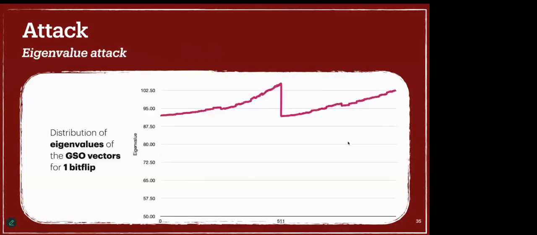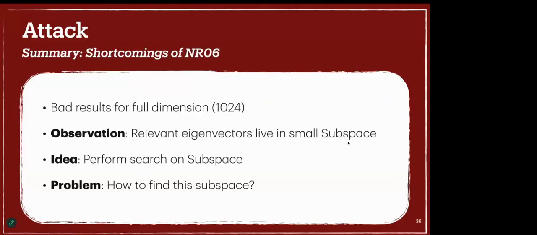But one observation is that the relevant eigenvectors live in a small subspace. What I mean by that is, I didn't really go into the details, but we don't really care about the full matrix U. We don't need to recover all the vectors of U, only very few. For instance, if we recover the first vector of U, we're done. If we recover the last vector, we're done. If we recover the middle vector, we're also done. So there are actually about 8 vectors that we care about, and those vectors live in a small subspace.